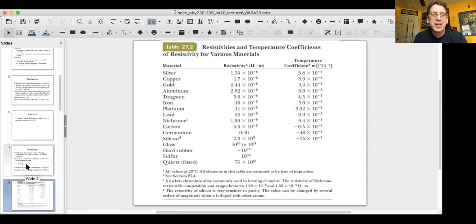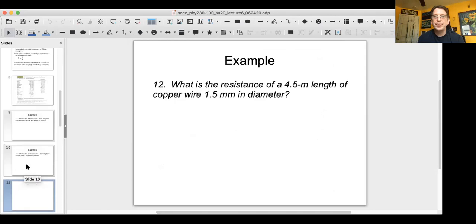And the second column is the temperature coefficient of resistivity, which we'll talk about in a second. You know, it's on the order of 1,000th or 0.1% per degree Celsius. Notice also that for conductors, the temperature coefficient is positive, which means the resistance increases with temperature. For semiconductors, the temperature coefficient is negative, which means the resistivity decreases with temperature.